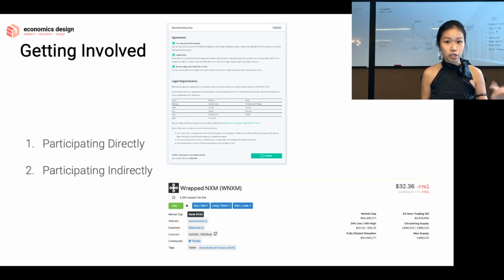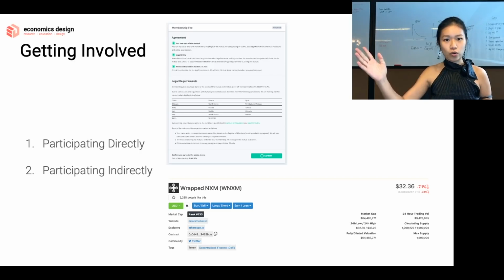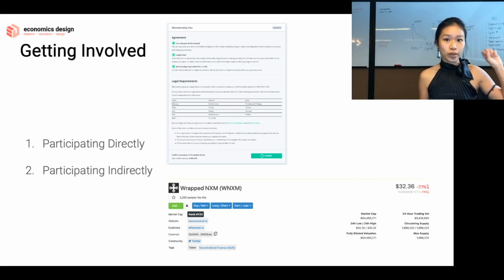And that's a way to participate indirectly. Now you're thinking, why are there two methods to do that? Simple. The first one is if you want to participate directly, you have to go through the whole KYC and pay for the membership fee. If you don't want to, and you just want to speculate on NXM, then you do it with rep NXM. And you don't need to be a member, you don't need to do KYC, you just purchase it just like any other tokens out there.